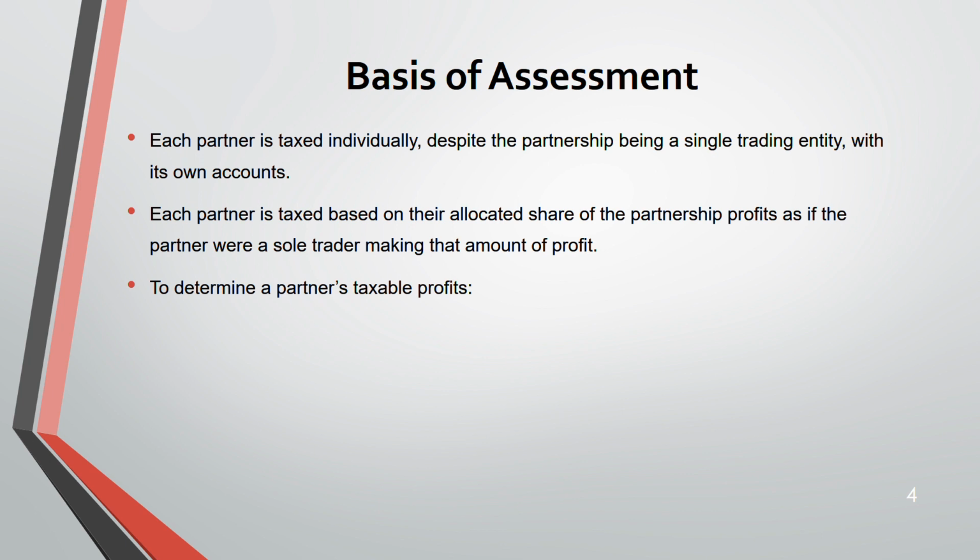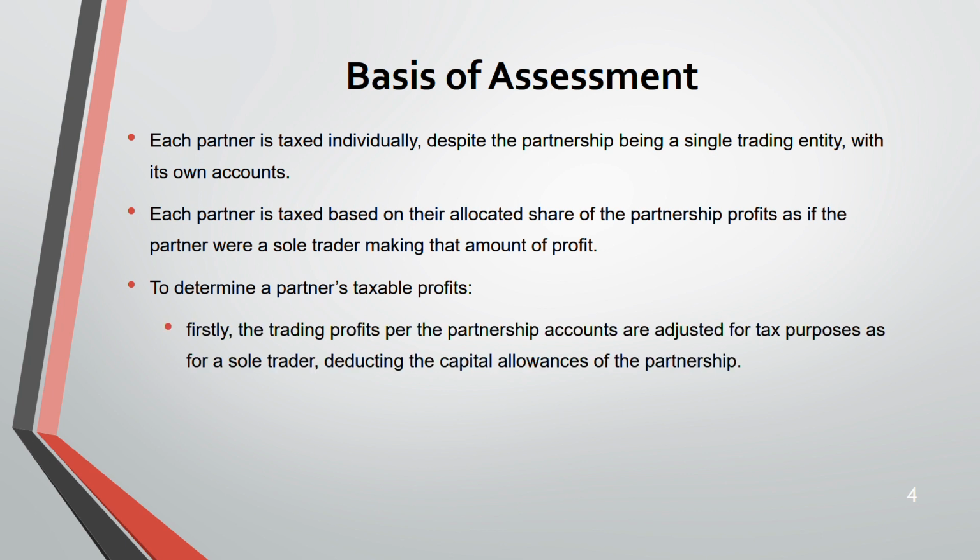To determine the partner's taxable profit, firstly, you have to calculate the trading profit per partnership account. This is adjusted for tax purposes as for a sole trader. How? From the trading profit, you deduct capital allowance, as for a sole trader. Capital allowance is in my lecture 9. Same way, even for partnership, each partner might be eligible for capital allowance. So you deduct that capital allowance from trading profit.